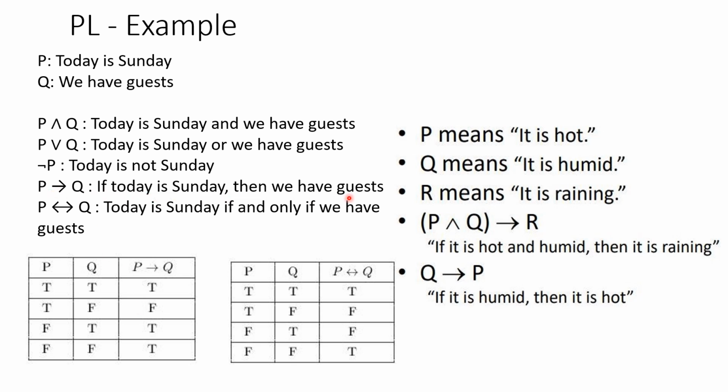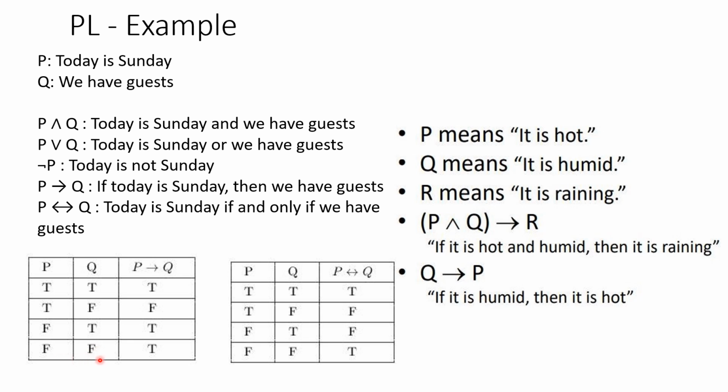Because if today is Sunday, then we should have guest. But here we don't have guest. So that is false. And third case, today is not Sunday, but we have guest. That is also no issue because P implies Q means if today is Sunday, then we should have guest. But if today is not Sunday, then we may or may not have guest. We are not bothering about it. So then also here P implies Q is correct.